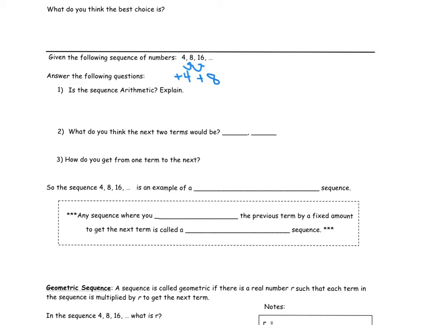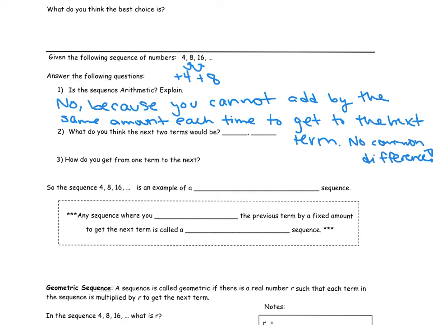So already I can tell this is not arithmetic because you're not adding by the same amount each time. There's no common difference. So let's write that. We're not adding by the same constant each time to get to the next term. Okay, so no, because you cannot add by the same amount each time to get to the next term, so there's no common difference, so it is not arithmetic. All right, so what do you think the next two terms would be?